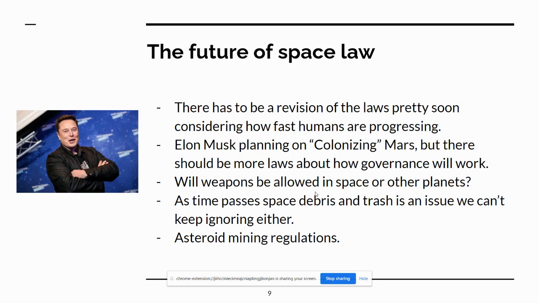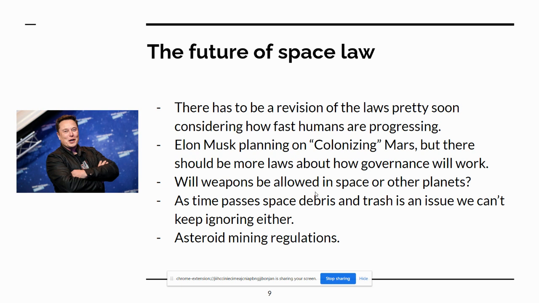The future of space laws. I think that there definitely should be a revision of laws pretty soon, because of how fast companies are progressing nowadays. For example, Elon Musk and SpaceX, they're planning on colonizing Mars, but how would that really work? Because how would governance work? Because based on the laws that there are right now, we're not allowed to colonize anything. So I'm curious as to how new laws are going to be put in place.